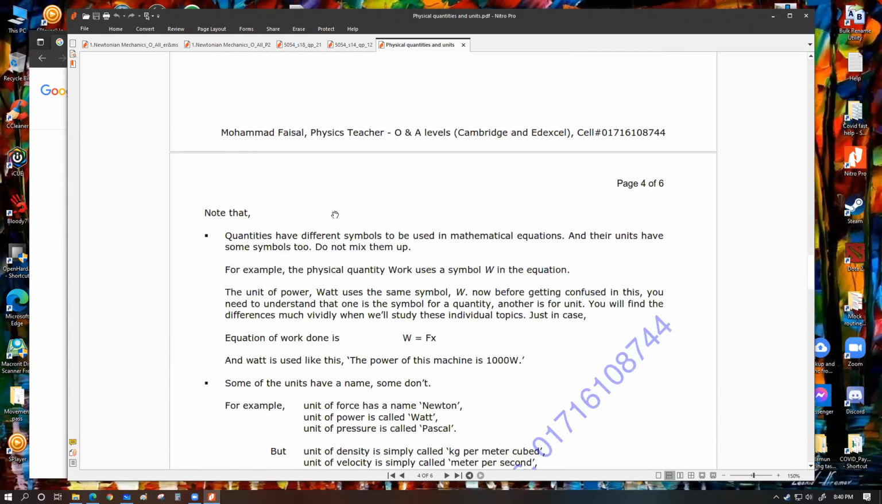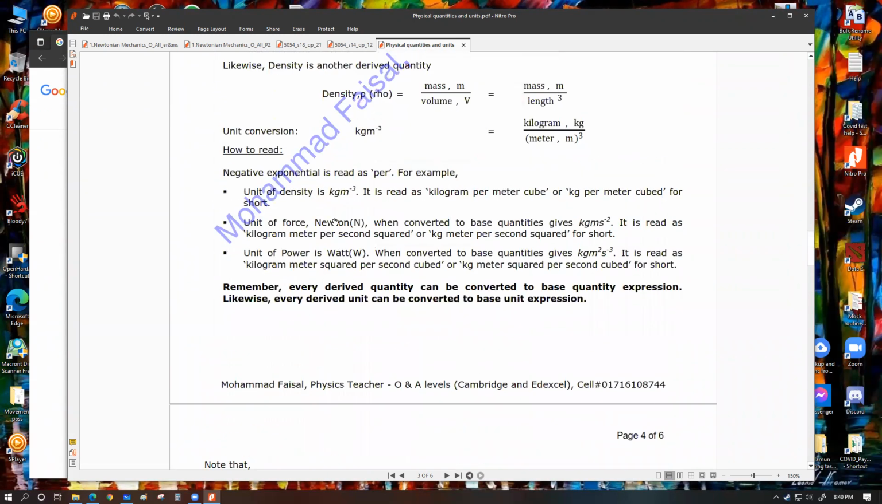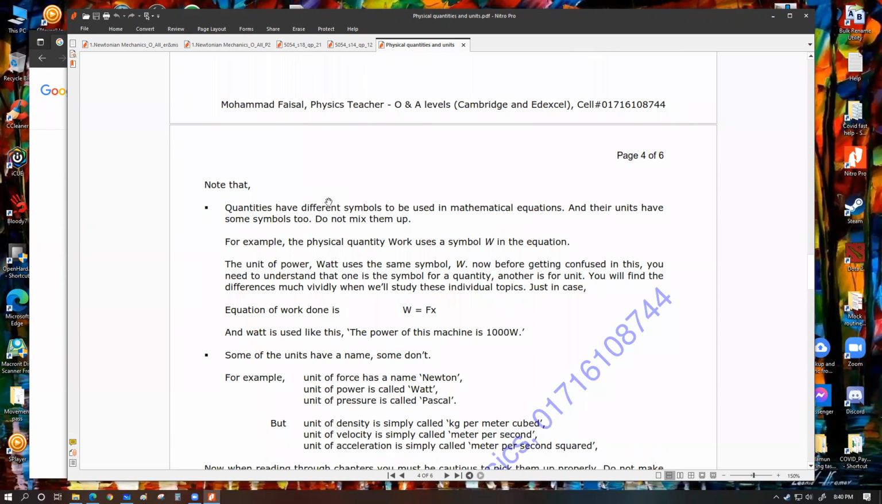The next thing that we have is the power. One of the important things that I wrote over here is that quantities have different symbols to be used in mathematical equations, and the units have some symbols too. Do not mix them up. For example, the physical quantity work uses the symbol capital W in the equation. The unit of power, watt, also uses the symbol capital W. Now, before getting confused, you need to understand that one is a symbol for a quantity, and the other is for a unit. You will find the differences much more vividly when you study these individual topics.